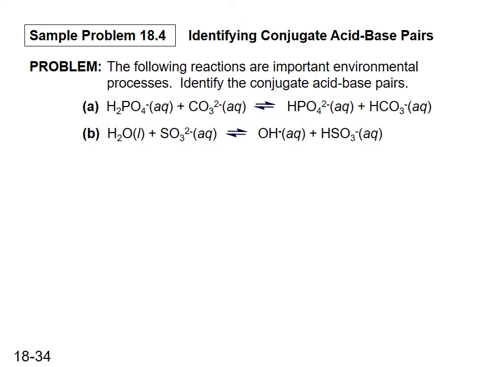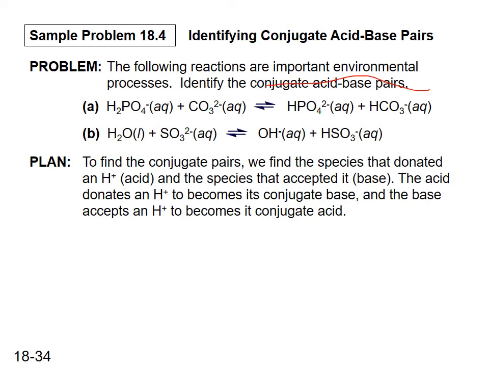Sample problem 18.4. The following reactions are important environmental processes. Identify the conjugate acid-base pairs. To find conjugate acid-base pairs, you need to find the species that donates hydrogen to be the acid. The substance that accepts a proton is a base. The acid, after donating the proton, becomes a conjugate base, and the base becomes a conjugate acid.